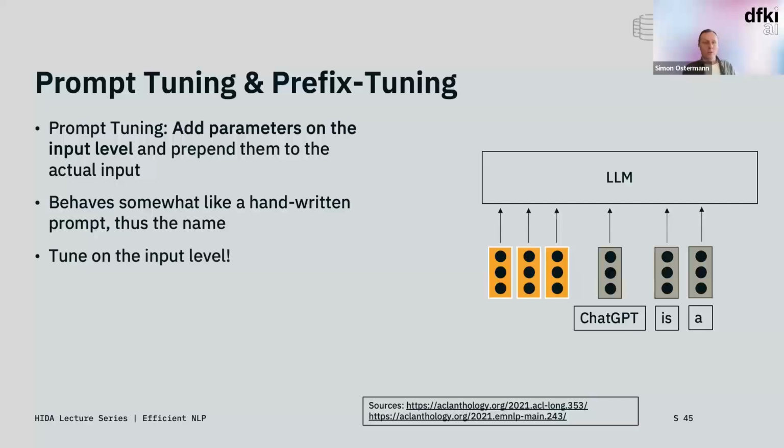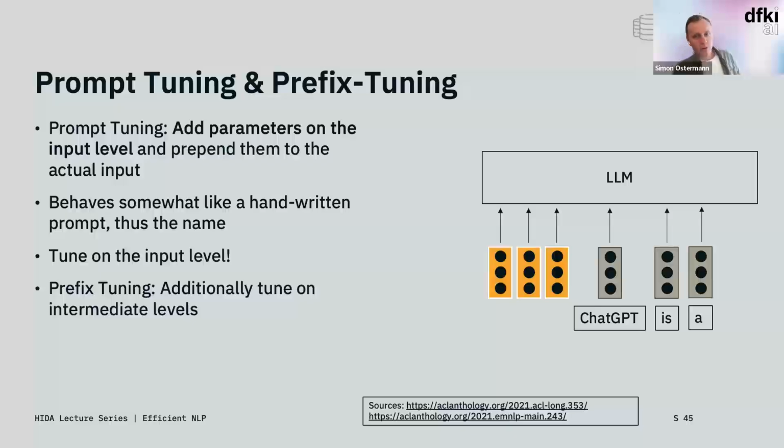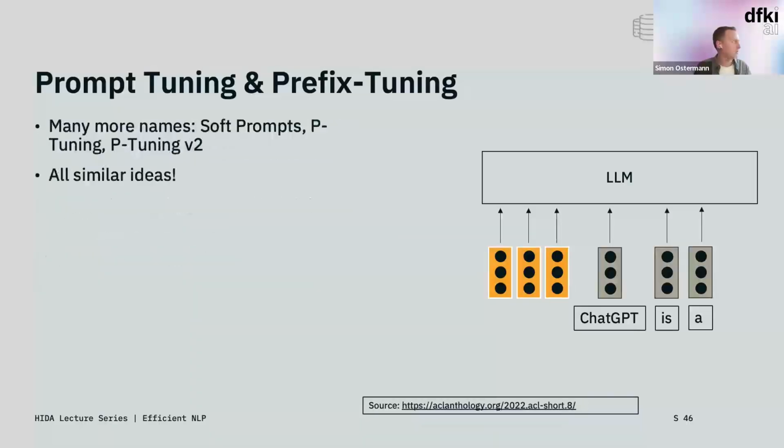But you tune these parameters on the input level on a specific task at hand. So the idea is the same as with adapters, but you move the parameters from inside of the network to the input level. Prefix tuning is a similar idea where you add parameters on intermediate levels. So in between the layers, you also don't need to go inside of the model architecture, but you just add more parameters at each layer, but not inside the layers.